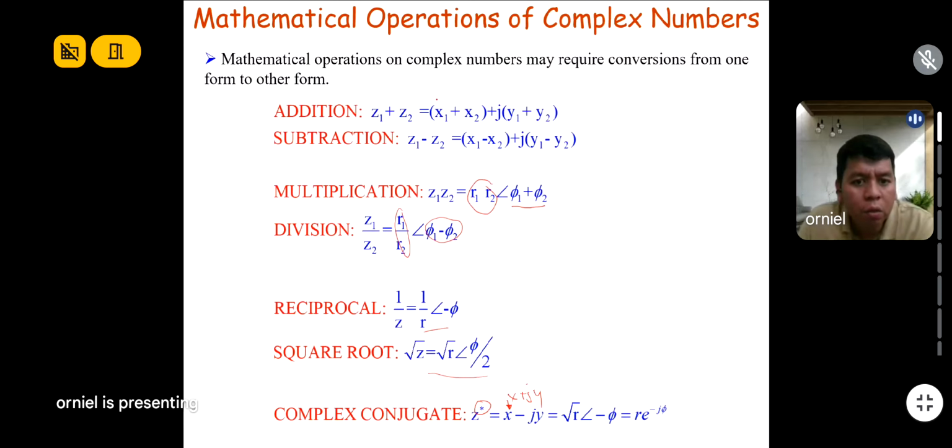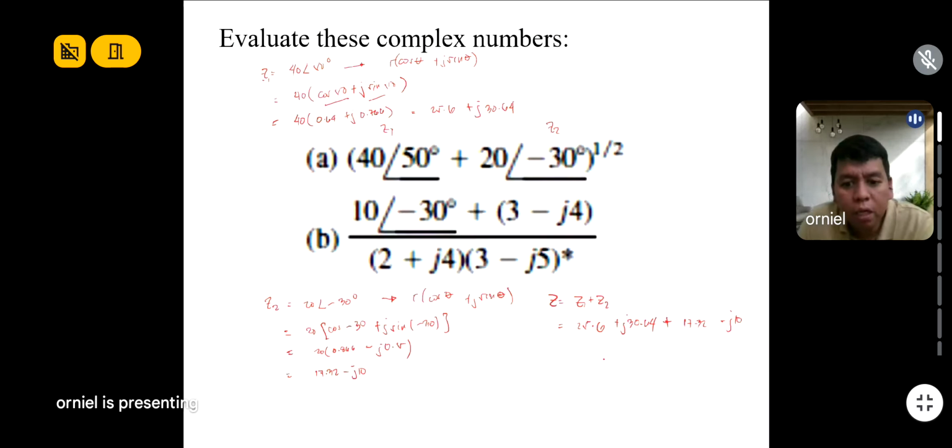When we do addition, we add all the real numbers, this is the real number, and we add all the imaginary parts. So if that's the case, what is 25.6 plus 17.32?